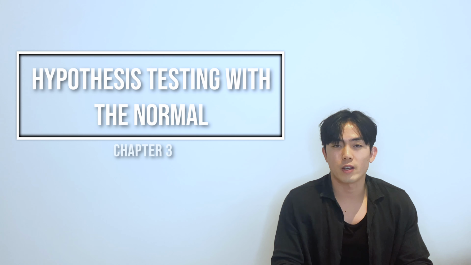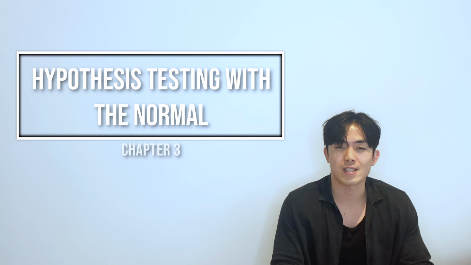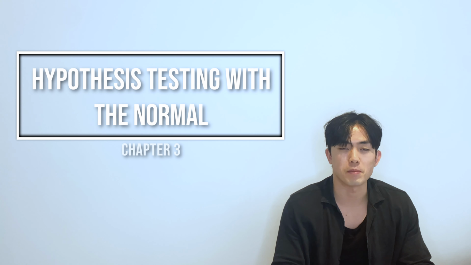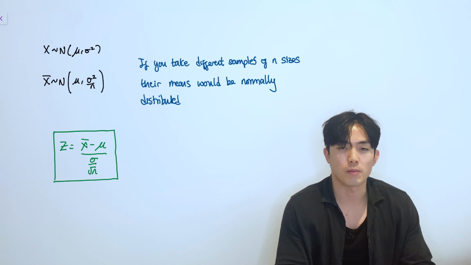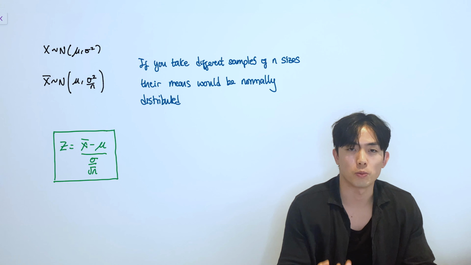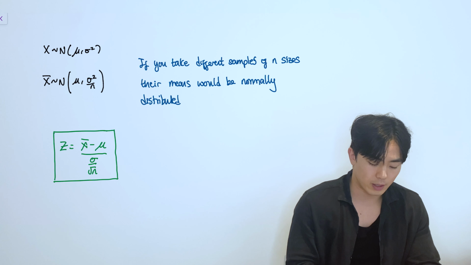Okay, so for the last video regarding normal distribution, we're going to be testing, using hypothesis testing, the mean, okay? So the way we're going to be doing that is we're imagining taking a sample from a population and the means themselves would actually be normally distributed. That's how we get this part here.